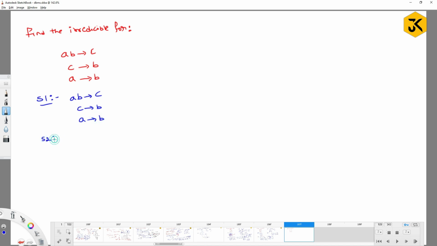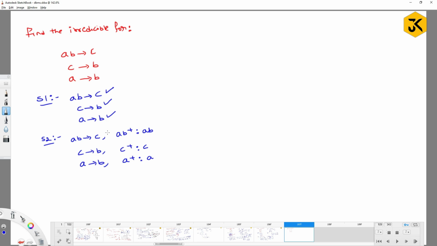Now step 2 is you have to find out whether AB determines C can be obtained from the other FDs. So what is AB closure? You will get only AB. So AB determines C is required, right? Similarly, without C determines B, can you get C determines B? No. I will get only C. So C determines B is also required. Without A determines B, can you get A determines B? A closure is A, which means that A determines B is required, right? This is step 2.